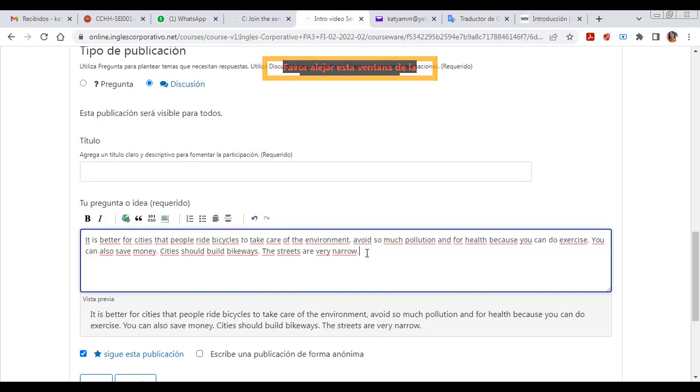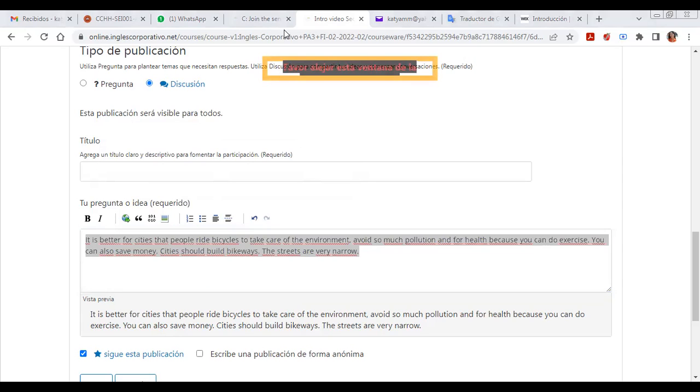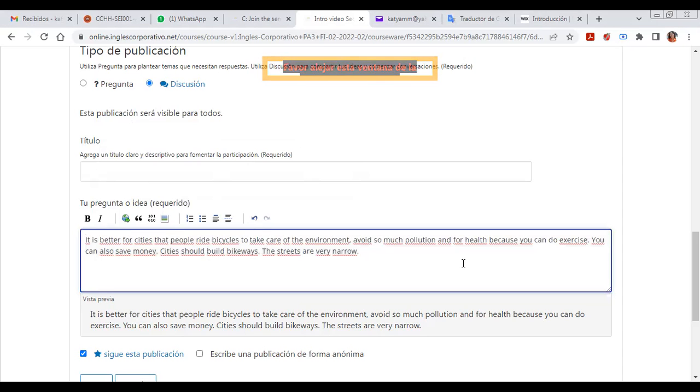Many months ago, I watched a video about bikeways in other countries, but I don't remember the name of the country, where they prepare the city for the bicycle driver. And it's good, I think, and it's a good idea. But here, I don't know if the authority has a project about that.